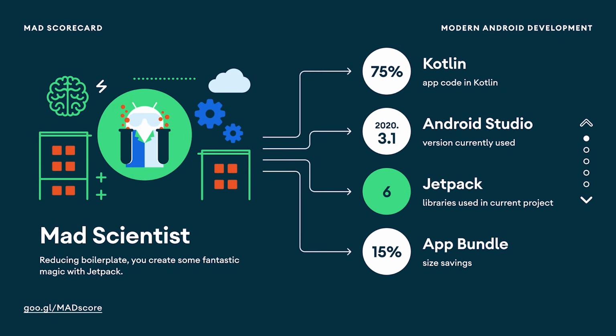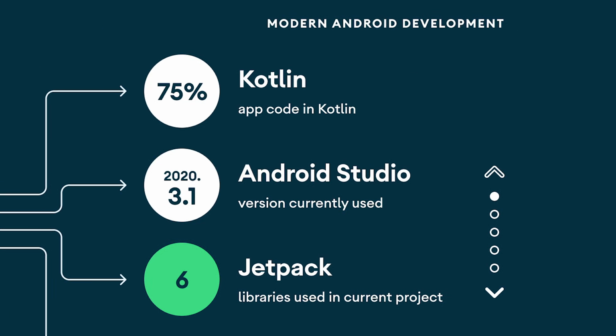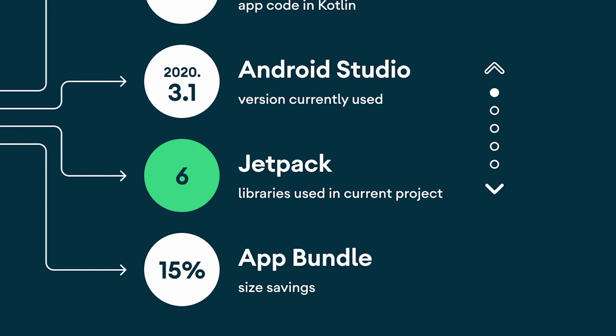Okay, Android developers, we've been talking to you a lot recently about modern Android development, and now it's time to find out, what is your MAD score? From how many Jetpack libraries you're using to what % of your app is coded in Kotlin, the MAD scorecard shows just how modern an Android developer you are. Here's how to get it.